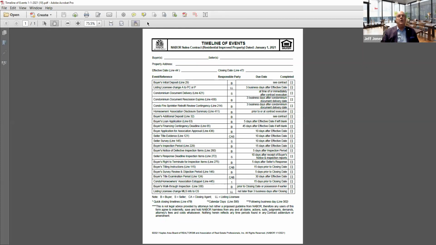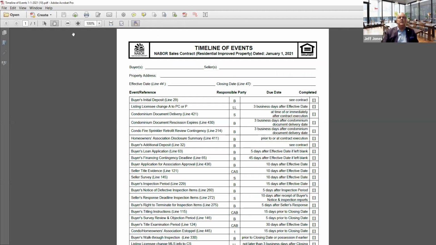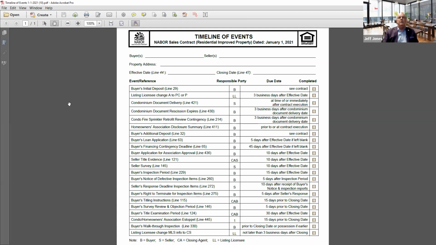Okay, so everybody says, well, now I got it under contract. What do I do now? Well, this is a real nice handy reference of all of the steps that are involved. This is based on a NABOR contract, but you can do this easily for a FAR bar. The line numbers don't match up, but this is a timeline that will really help you to understand all of the things that go from contract to close.